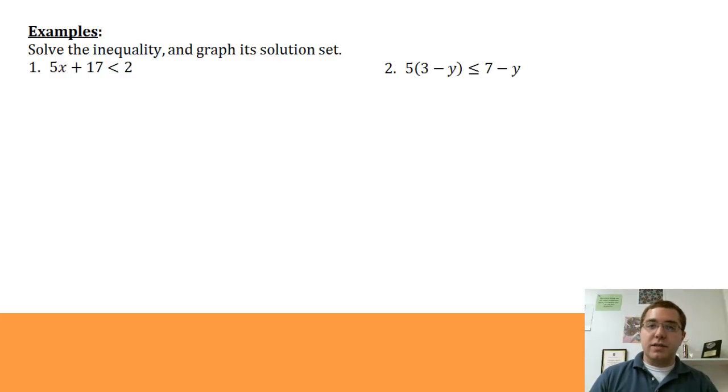Just like our solution to our original inequality, x is greater than negative 2, there wasn't just one number that's greater than negative 2. There's an infinite number of numbers. So we represent that as a solution set, and we can graph it on a number line.